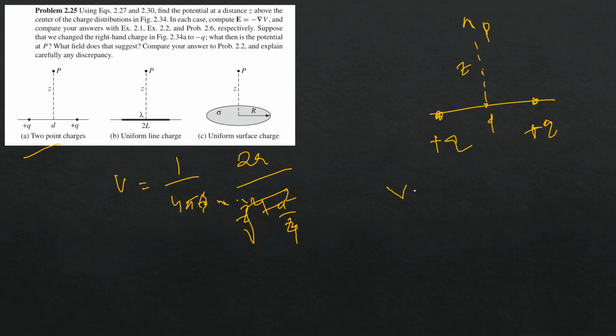So V is equal to 1 by 4 pi epsilon naught, 2q by the square root of z square plus d square by 4, right? So now, what is the next question? What does this suggest? Compare your answer to the problem.